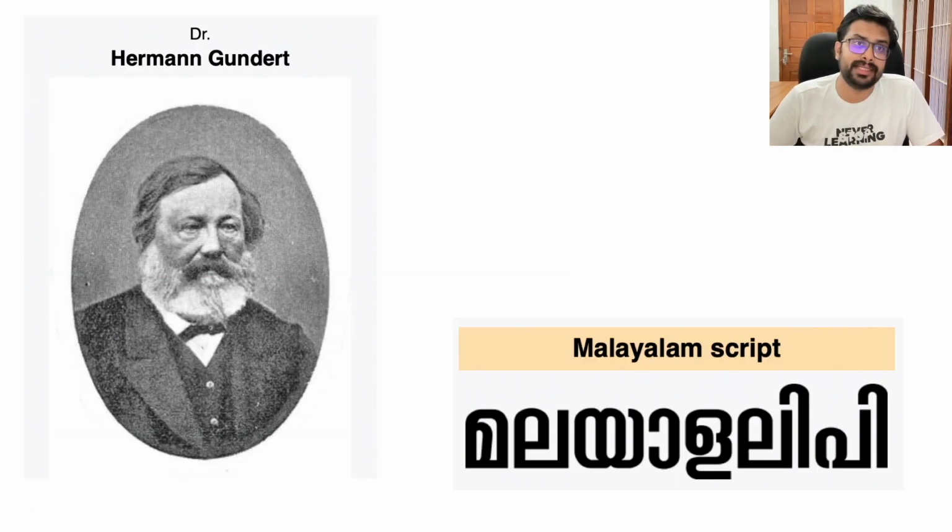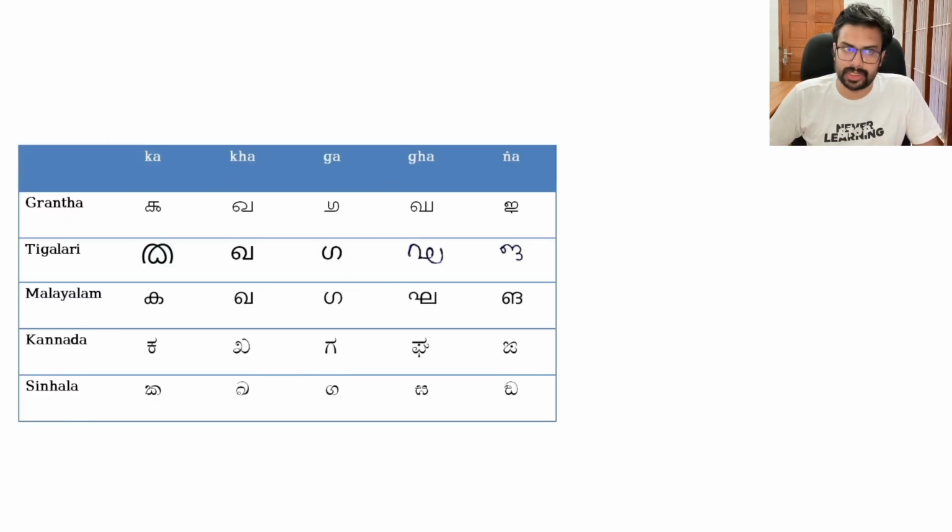This was further refined by Dr. Hermann Gundert, who was a German missionary and linguist. The following two tables show a comparison of words in different scripts, Grantha, Tigalari or Tulu script, Malayalam, Kannada and Sinhala, that is the Sri Lankan. This shows Malayalam, Sinhala, Tamil and Latin is just to know how it is pronounced.